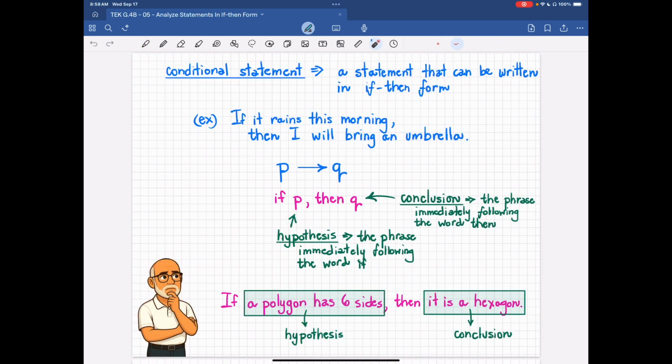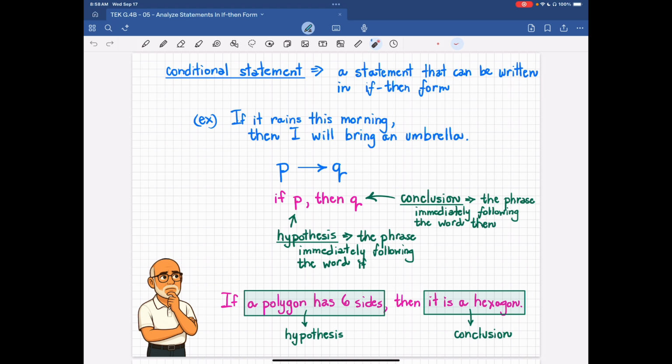Let's begin with a definition. Our first definition is conditional statement, and that is a statement that can be written in the if-then form. So you need to have an if and you need to have a then. An example would be, if it rains this morning, then I will bring an umbrella. Notice I have my if and I have my then.